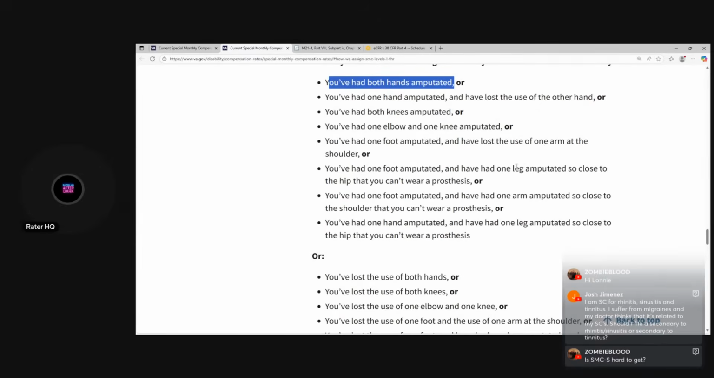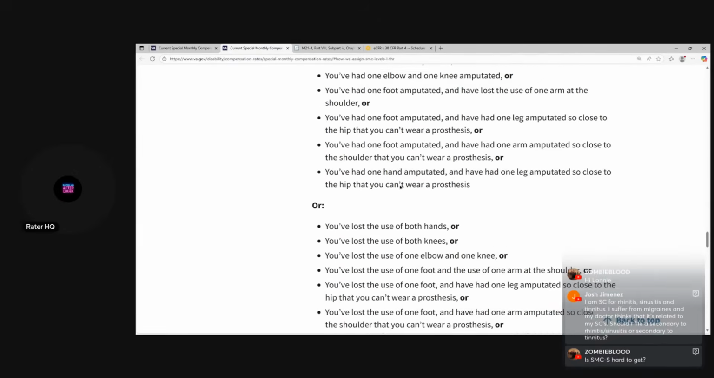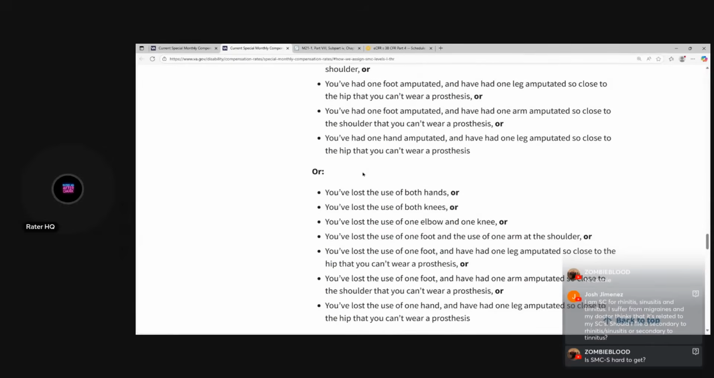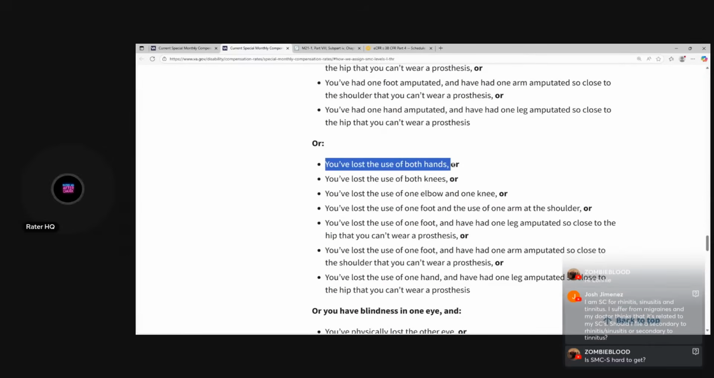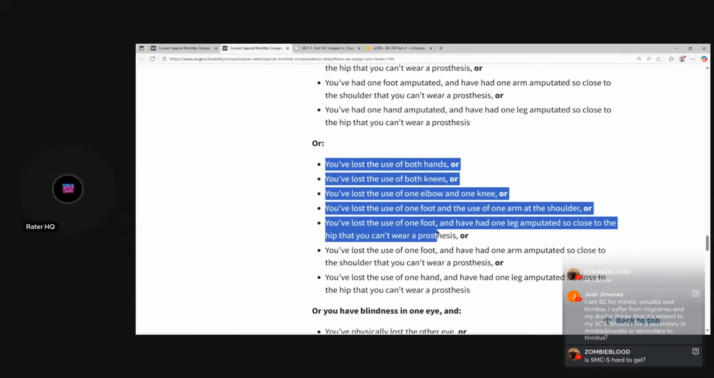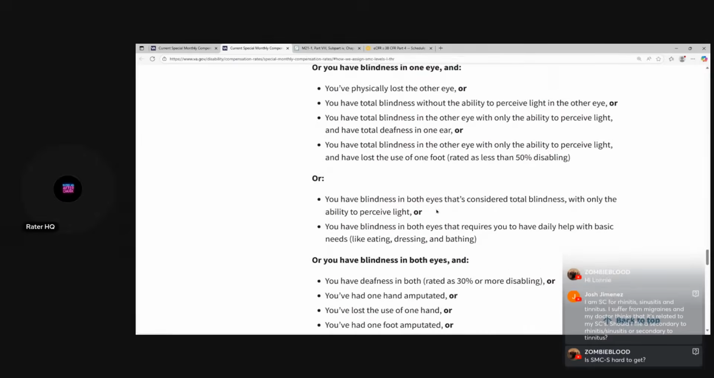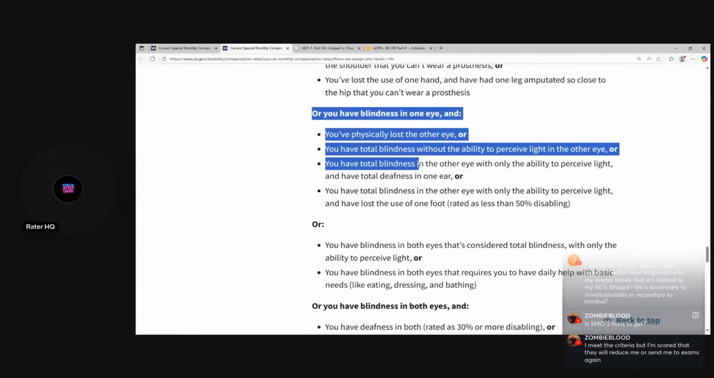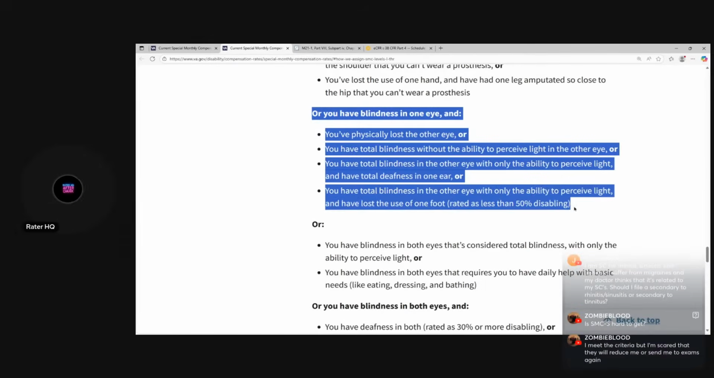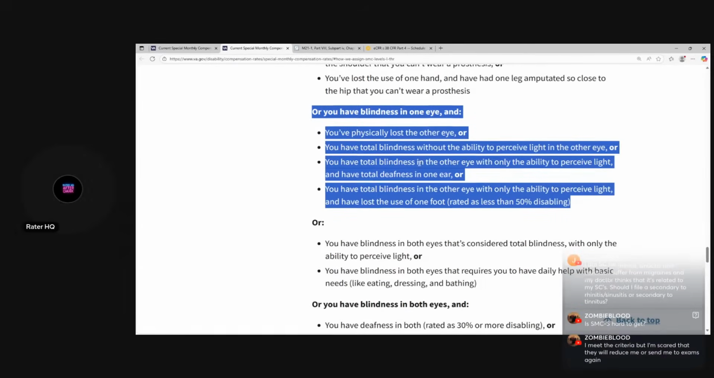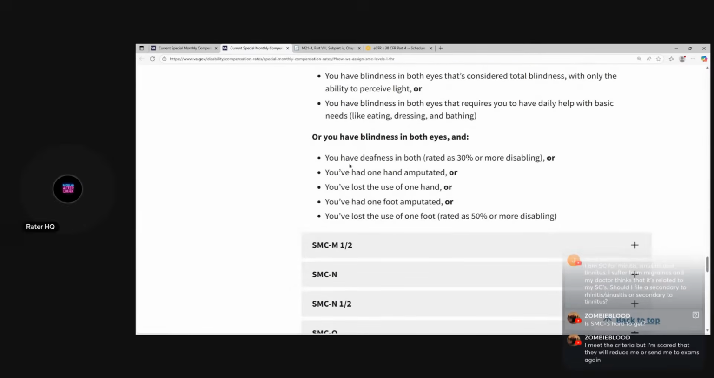It's not functional loss. We're actually talking about full-on amputation. And then we come down here to "or." You've lost the use of both hands. You've lost the use of both knees. You've lost the use of this, that, and the other. Blindness has just gone wild. So we've got a lot of specific blindness issues. Blindness, blindness, blindness.